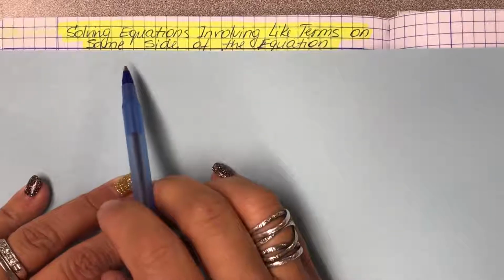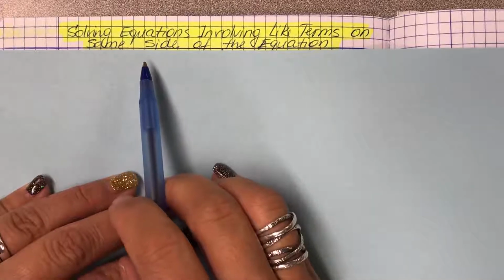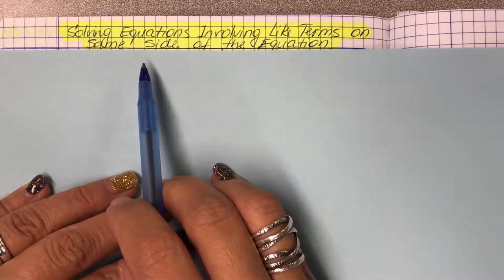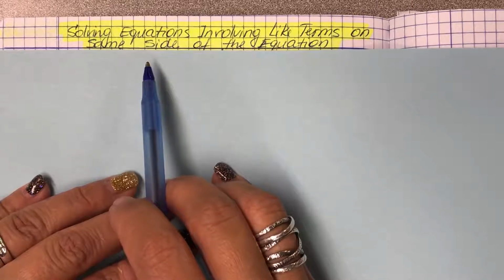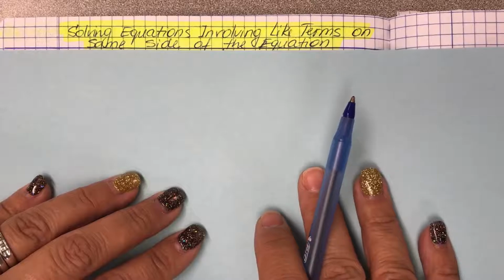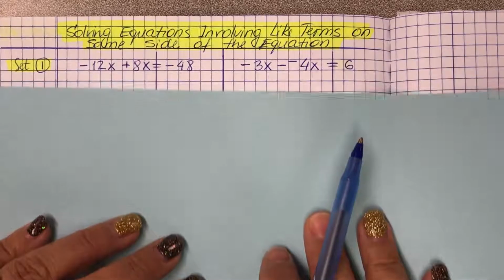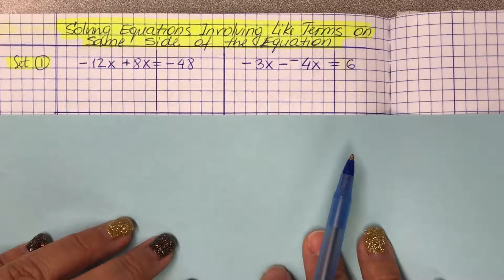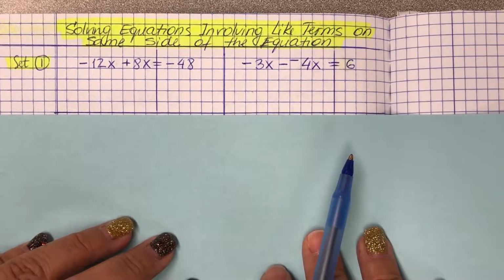In this video, we'll see how to solve equations involving like terms on the same side of the equation. We're going to have like terms and distributive property and combining the like terms. So the problems involve a few steps in order to be solved. I'm going to have a few sets of problems, and on every set I'm going to add steps to the problem.